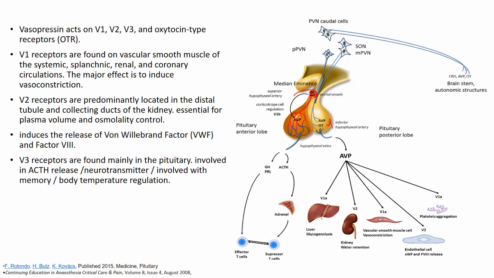The V2 receptor is found in the kidney, in the collecting duct, and also it's found in the endothelial cells, where it can increase the production of von Willebrand factor and factor 8. V3 can regulate endocrine function like a neurotransmitter, and can regulate body temperature, memory, and also ACTH release.